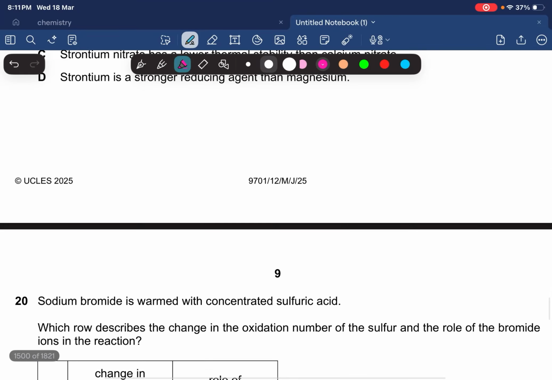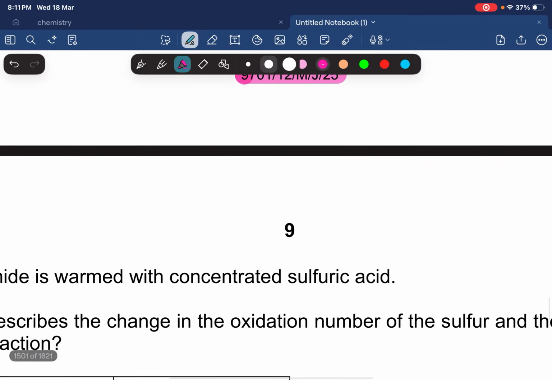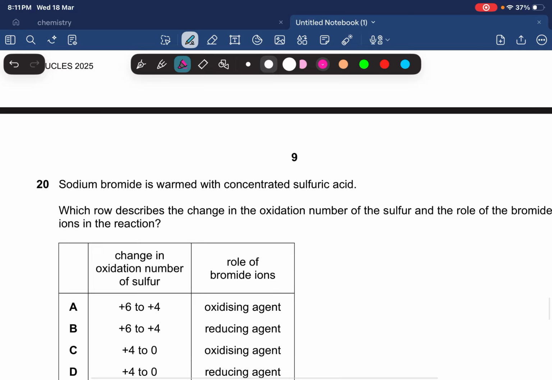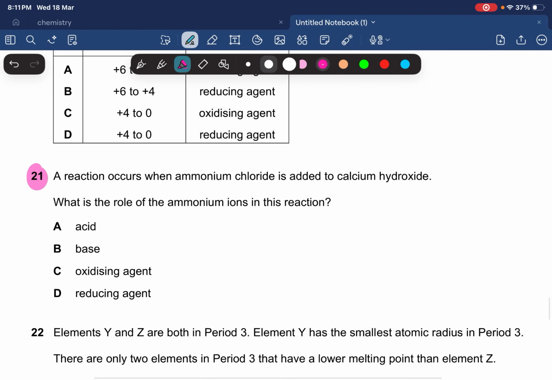So today we're going to be doing the second part of the May-June 2025 paper 12. In the first part I solved the first 20 MCQs, and today we're going to be starting with the 21st MCQ. A reaction occurs when ammonium chloride is added to calcium hydroxide. What is the role of ammonium ions in this reaction?